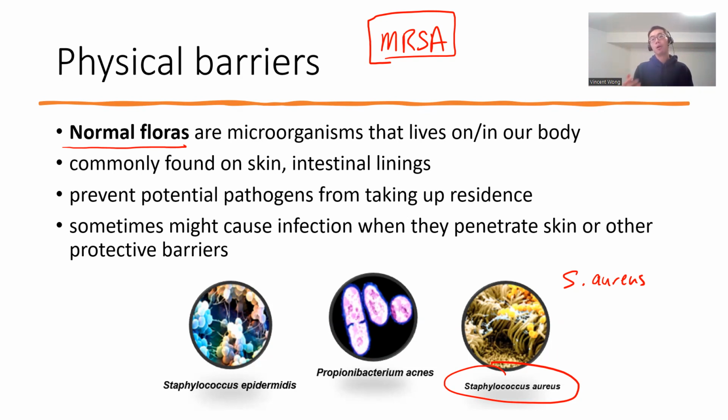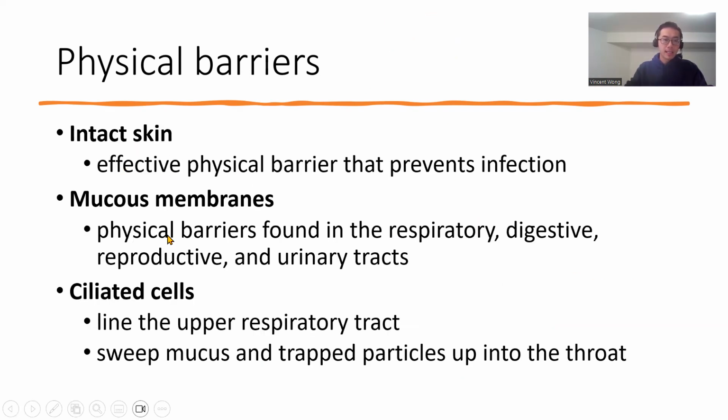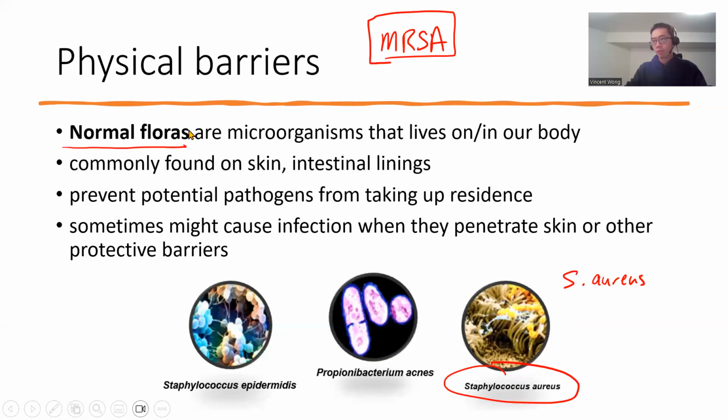So on our body, we have the regular S. aureus that's not going to be causing too much problem. But if it somehow comes in contact with the MRSA strain, then it could convert those, right, on our body. And if they cause infection, then we have very limited treatment options. Okay. So physical barrier, we have the intact skin, the mucous membrane, ciliated cells, as well as these normal floras.